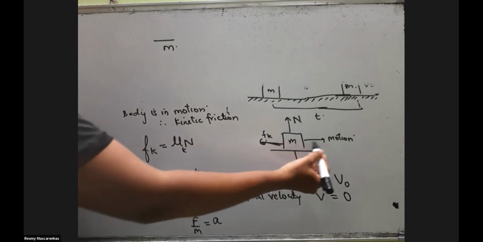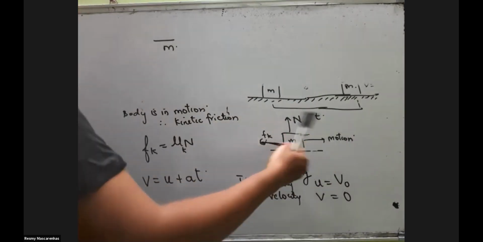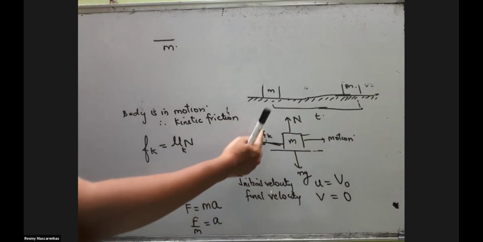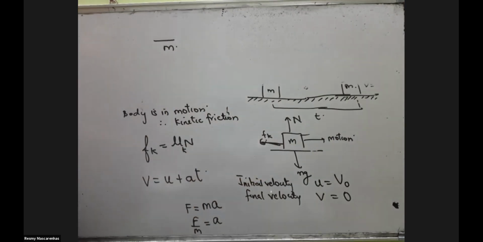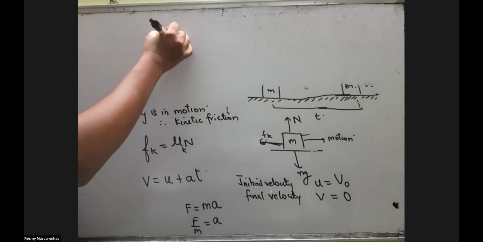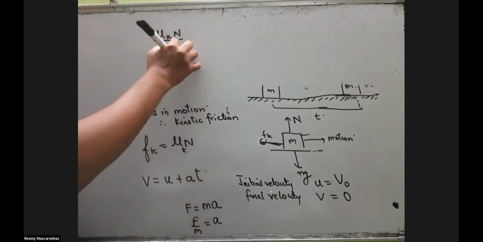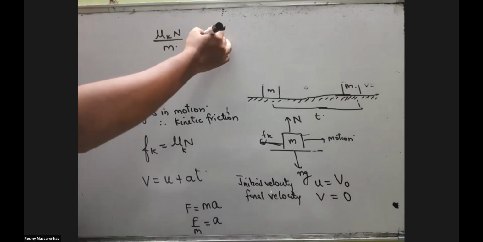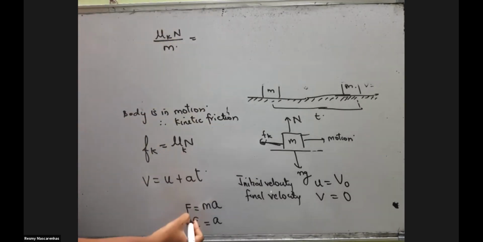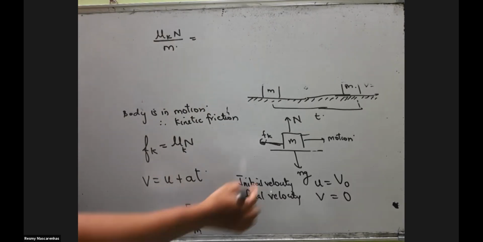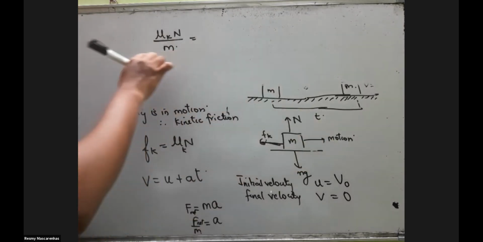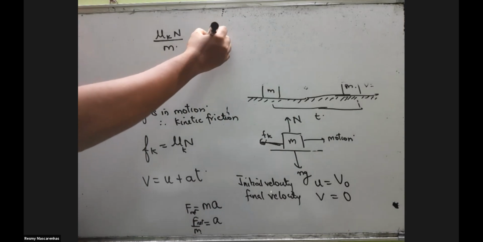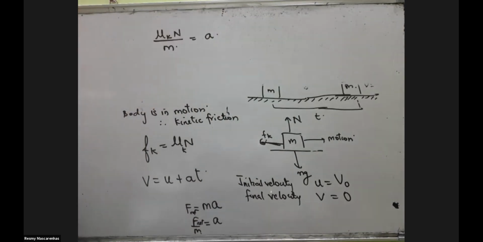Because this side there is no applied force, there is no extra force which has been applied. So the only force which is there over here is F of k. So this will be straight away instead of F. You can consider it as F net. There is no other force, so this side it would be 0. So this will be acceleration.